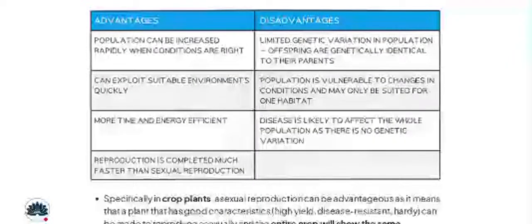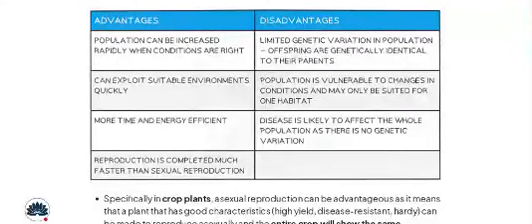More time and energy efficient. Obviously, it is energy efficient. Reproduction is completed much faster than sexual reproduction. Obviously, sexual reproduction takes a bit of time. We can take the example of human beings: the mother needs 9 months to grow the fetus in her stomach. Okay, but asexual reproduction is faster in comparison to sexual reproduction. So this again comes in the differences of the comparison.